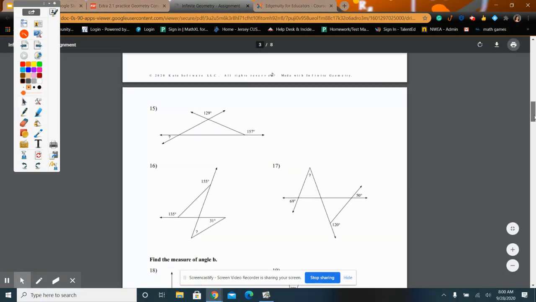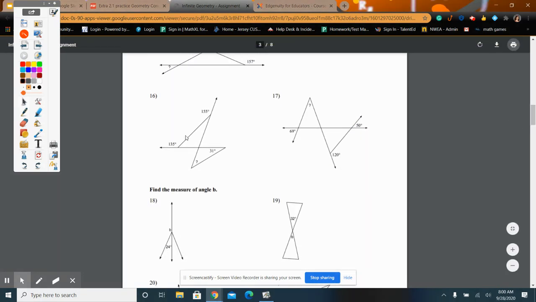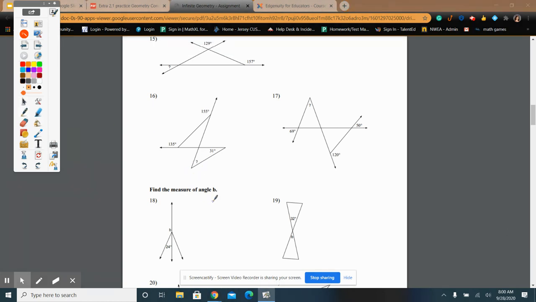Okay, let's try number 16 here. 16 wants us to find this question mark angle, and we're going to have to do a lot of things before we can do that. We're going to find all the pieces we can, and then use this last triangle to get triangles add to 180. So for this first piece right here, we'll take 180 minus 155, because straight lines add to 180, and we get 25 degrees for that little triangle piece there. Here's another one. Straight lines add to 180. 180 minus 135 is 45.